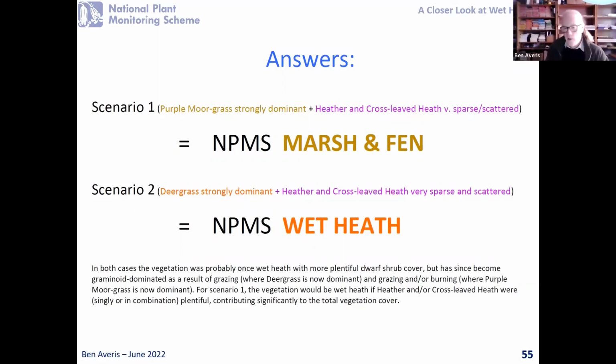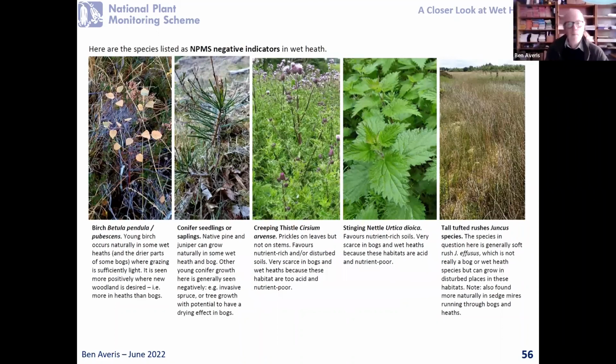Okay, almost at the end. I said that a few slides ago, but negative indicators in wet heath are the same as the negative indicators in bogs. Young trees, although as I said for bogs in the presentation last week, in some places young trees can be seen as a good thing, depending on what people's conservation objectives are. Actually, probably more in wet heath than in bogs, because with a lot of bogs people don't really want them to get covered in trees. Thistles and nettles, not very common in wet heath at all, but where you do get them, there's probably been some kind of disturbance or nutrient enrichment.